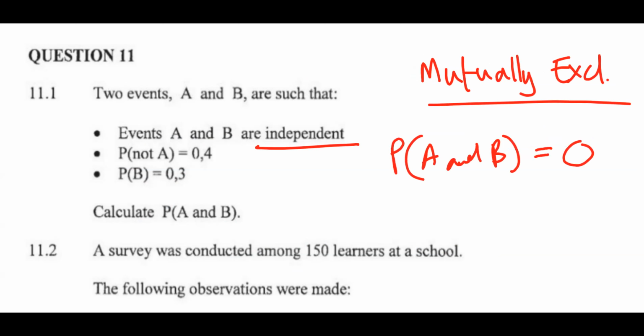In other words, let's say you throw a dice. What's the chance of you landing on an even and an odd number? It's impossible. You can't land on an even and an odd number. The number will either be even or it will be odd, but it can't be both. If you throw one die, the number on top will either be odd or even, but it can't be both.